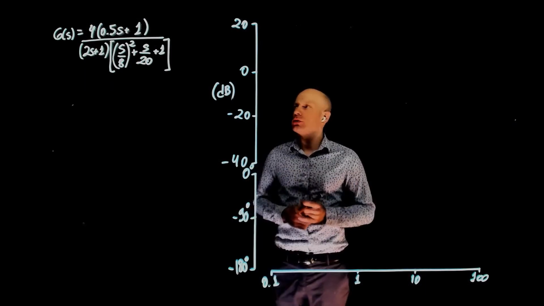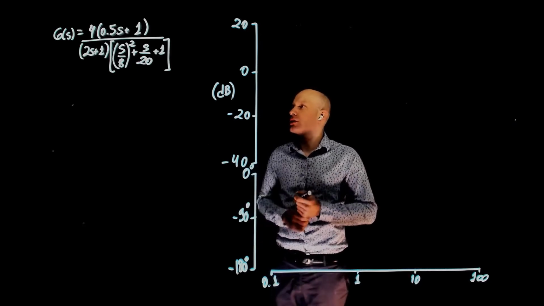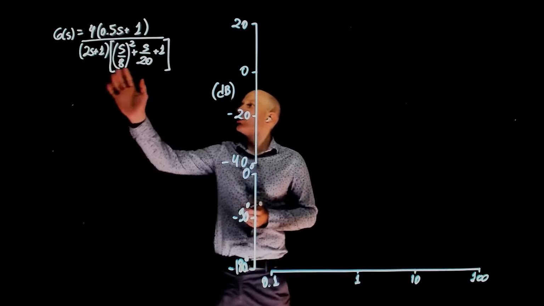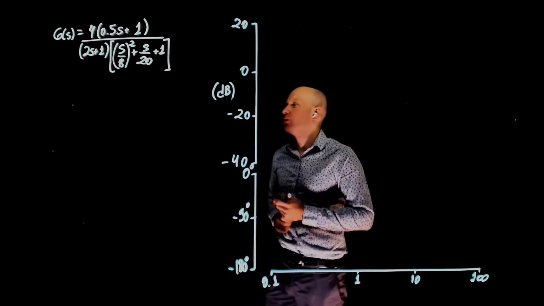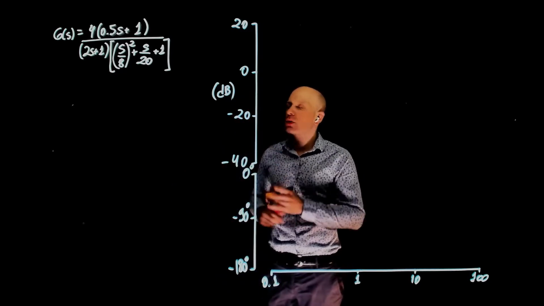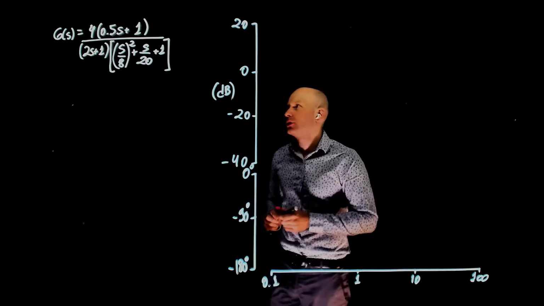In this example, we are going to draw the Bode plot of function g of s. This function has a real zero, a real pole, and a complex pole. Let's start by writing this equation in the standard form needed for Bode plot.